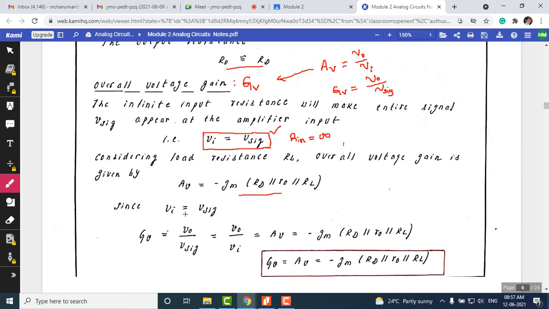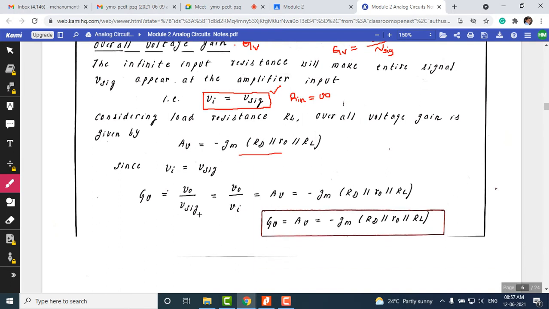Since Vi and V signal are both the same for the common source amplifier, we can substitute here V naught, and in place of Vi we can also write V signal. Remember, this is the definition for Gv, and this is nothing but Av. So for this circuit, Gv and Av are both the same. Since we know that Av, including this RL, is equal to minus Gm times Rd parallel with R naught parallel with RL, we can also write Gv is equal to Av, minus Gm times Rd parallel with R naught parallel with RL.